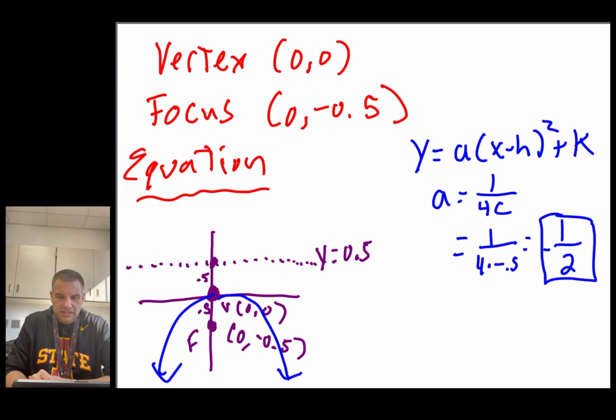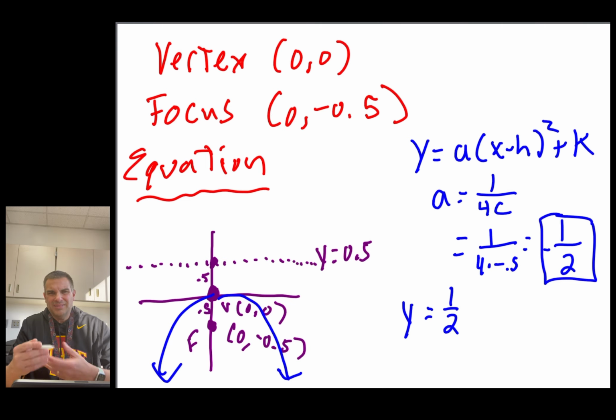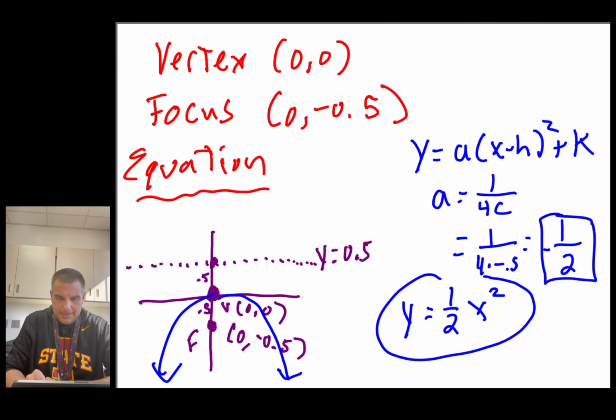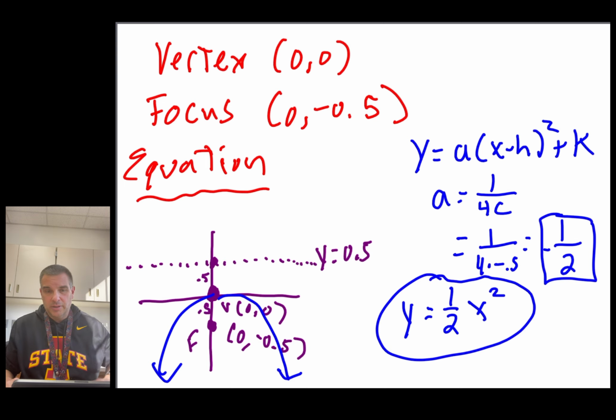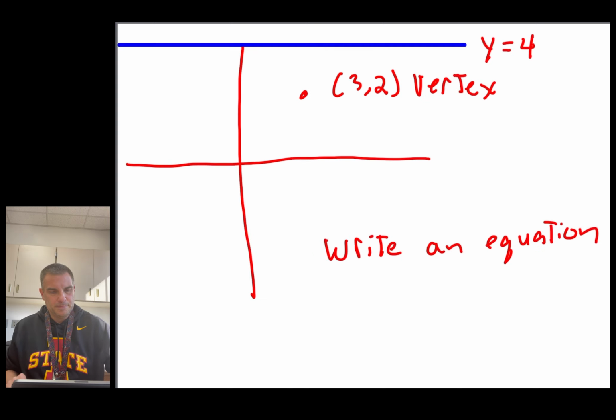So our equation then is going to be y is equal to 1/2 x minus 0 squared, so just x squared, plus k, which is 0. And there it is. There's the equation of our parabola with a vertex of (0, 0) and a focus of (0, -5). Okay? Let's look at another one.